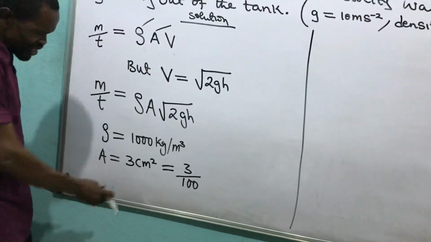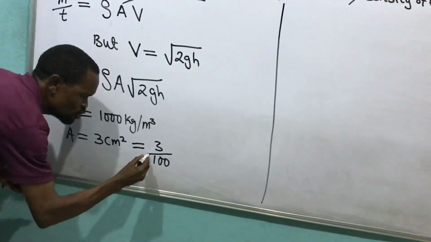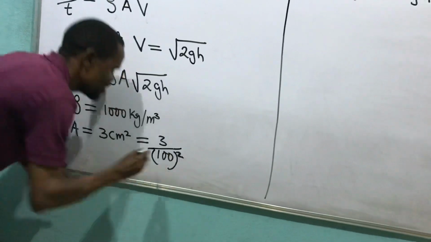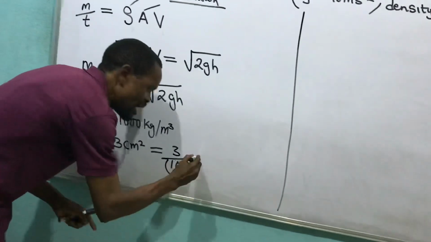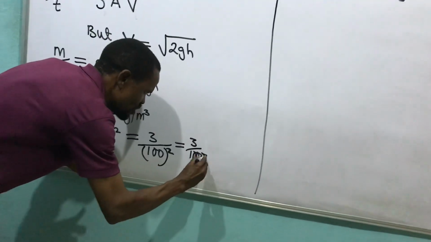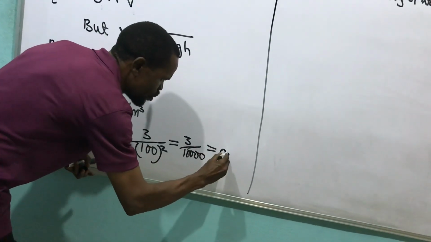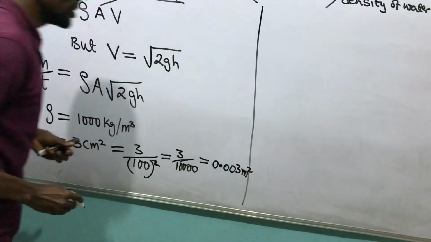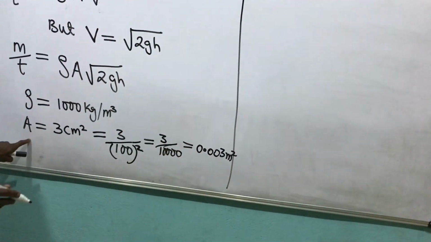But remember, the centimeter I'm changing to meter is squared. Therefore, I'm going to square this 100. You see the reason why I'm squaring the 100? Because the centimeter I'm changing to meter is squared. I'm going to have 3 over 10,000, which will give me 0.0003 meter squared for my area.